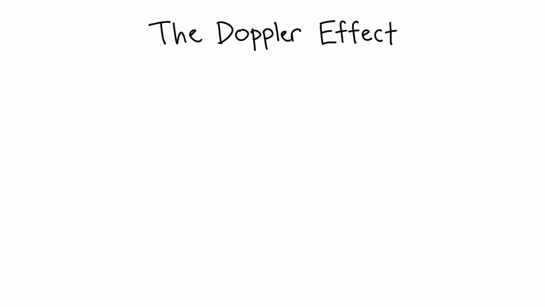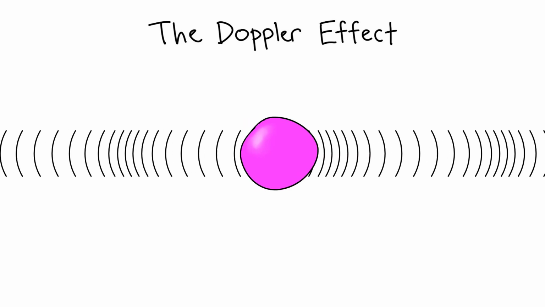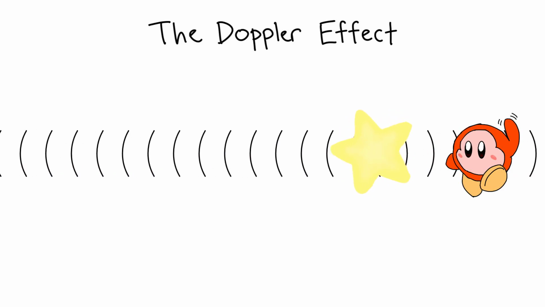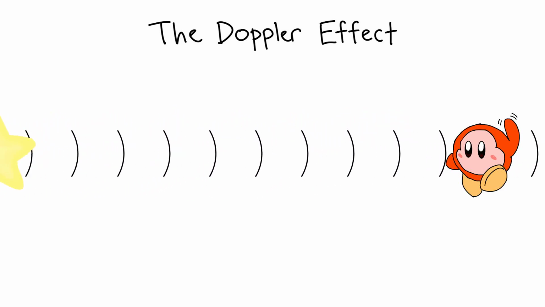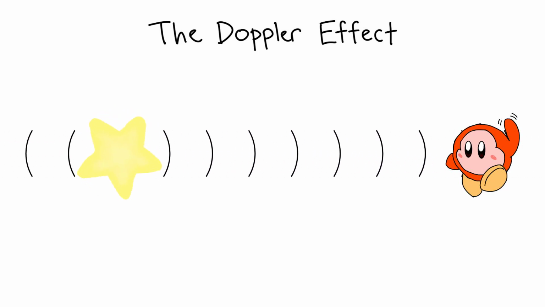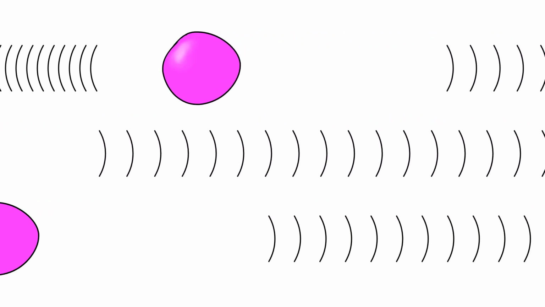The Doppler effect is what happens when a source of sound moves while it's making that sound. When it moves away from you, the pitch of the sound will drop. And when it moves towards you, the pitch of the sound will rise. The pitch of the sound changes according to how fast it's moving.